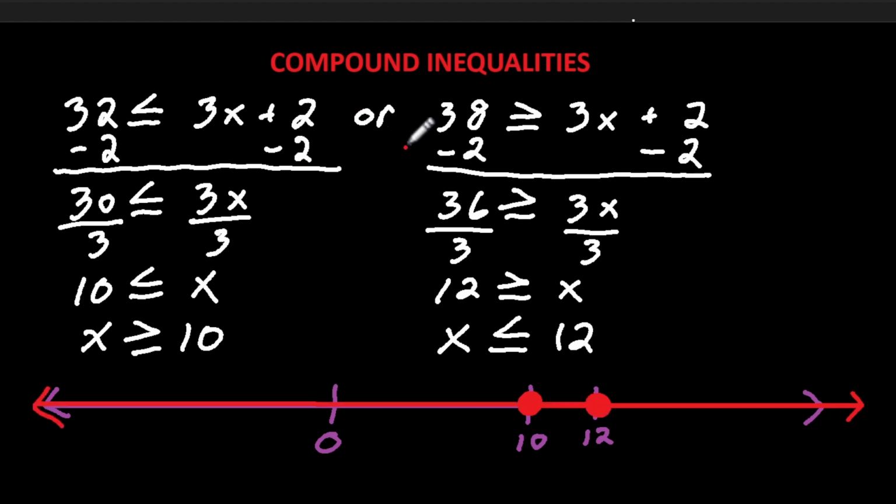Now, since this is OR, my answers don't have to satisfy both of the inequalities, just one of them. Therefore, any number that's on this number line going to minus infinity and positive infinity is part of the answer. So the answer for this one is the set of all real numbers, and this is the notation for that.